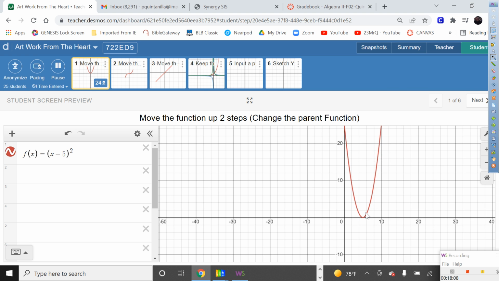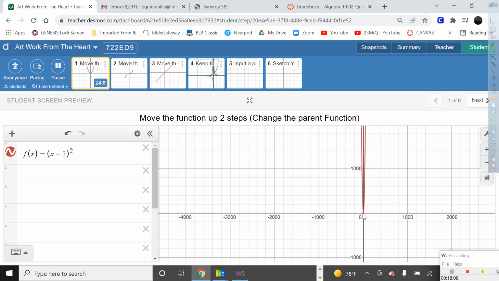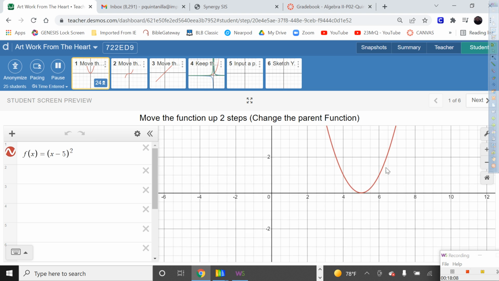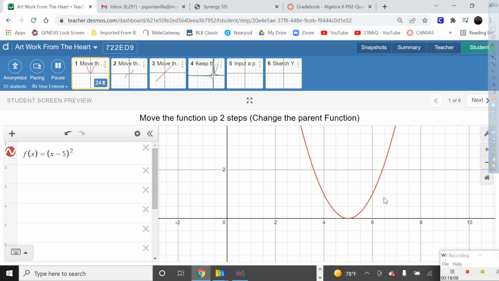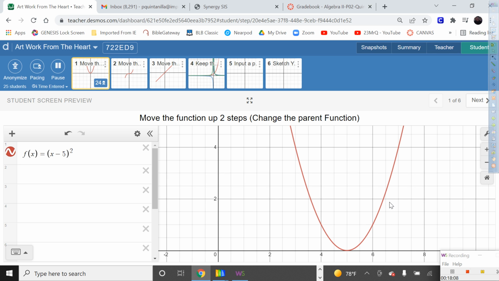But notice right now I don't have a domain. Look up. If I zoom out, it keeps going and going and going. But what if I wanted you to show me only from this portion right here, to cut it off right there? What X value shall we use for this portion? Talk it over with your neighbor. What value shall we use for only this portion right there?